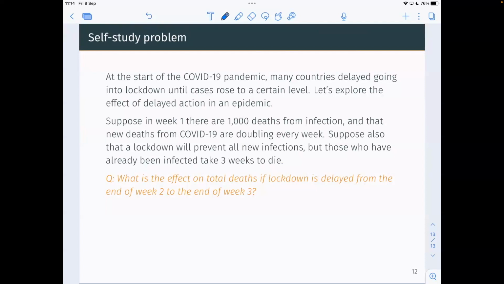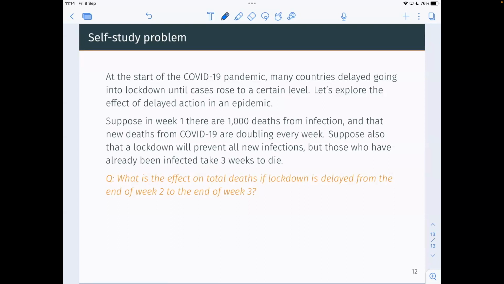So many countries delayed going into lockdown until their cases rose to a certain level, right? So this idea of, oh, there's only 100 cases, we don't really want to lock down until things get out of control. There's a problem with that if everything keeps doubling, because eventually things are going to get out of control. And there's also an issue in that there's typically a delay until you enact some policies, and then the effects of those policies might be felt for a while, right? So there's a time lag.